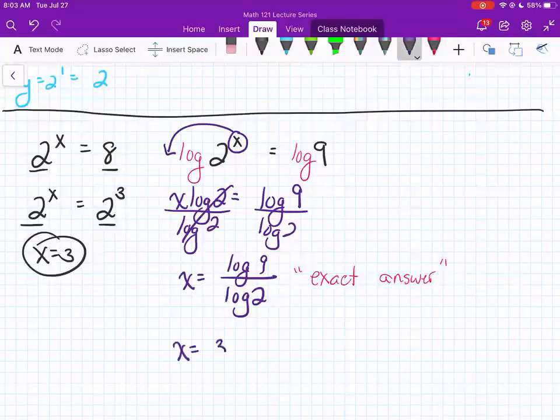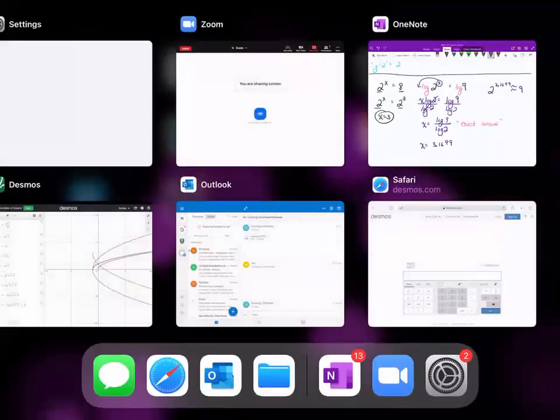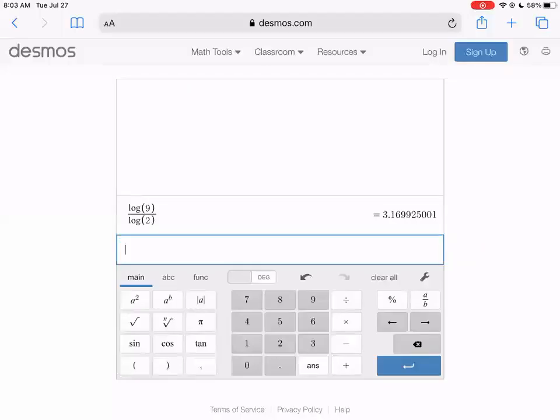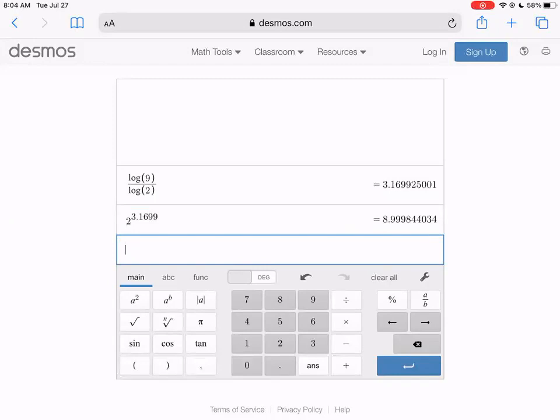So my rounded answer would be x is equal to 3.1699. And if I plug that in, that means that 2 to the 3.1699 power should be approximately 9. So let's check that. If I go back to my calculator and I do 2 to the 3.1699, I do indeed get 8.9998, which is very close to 9.